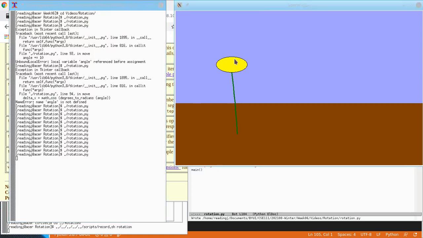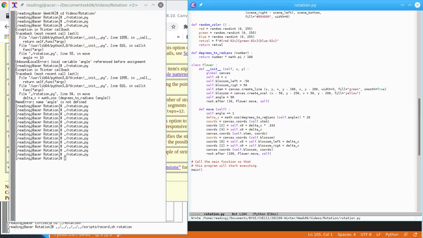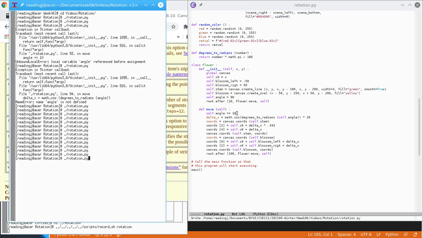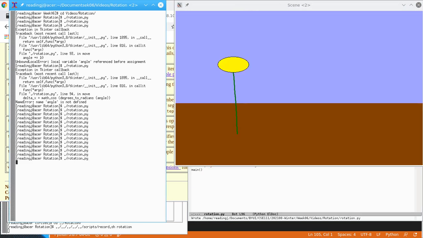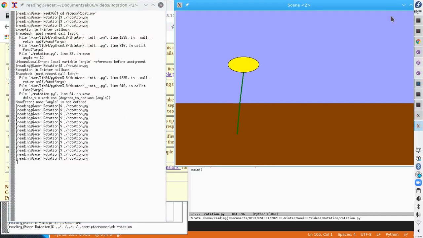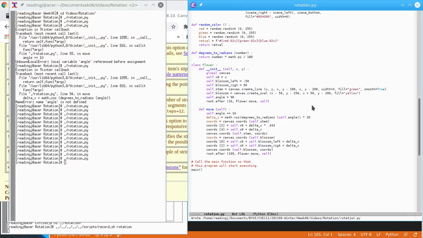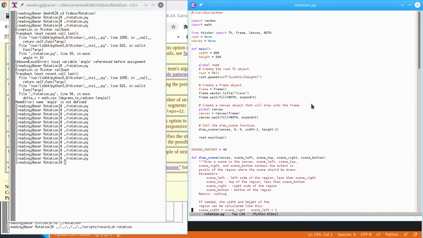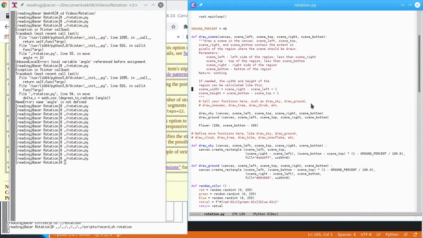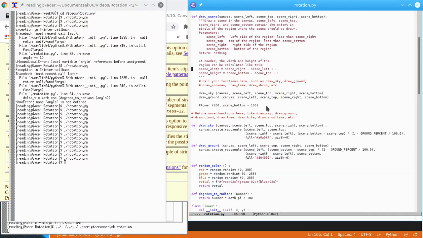That's a little too slow, I would say. So now let's move this up to 10. Let's see what that does. Okay, so now my flower is waving in the wind. And now I can come up here, and where did I do my flower? Okay.